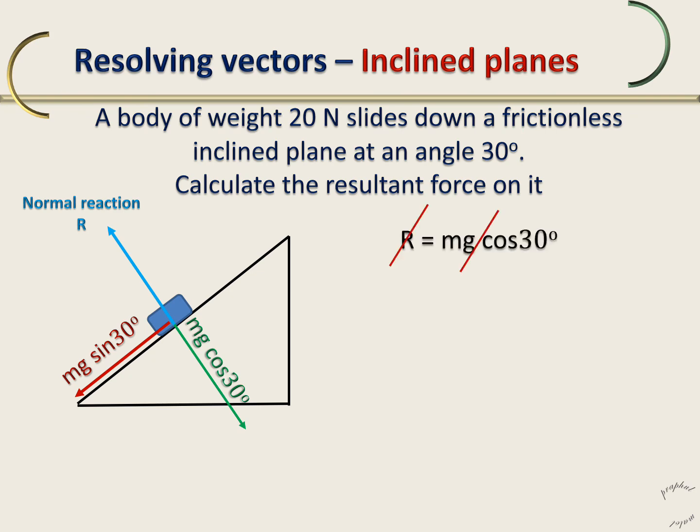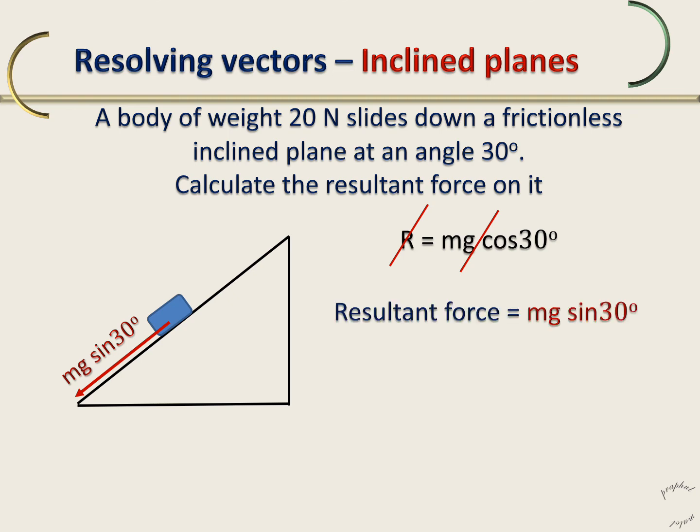They just cancel, and the only thing remaining on the body is mg sine 30. Whenever you add and subtract all forces, the only thing remaining on a body is called the resultant force. The resultant force in this case is mg sine theta, or sine 30. mg is given, the angle is also given, so the resultant force on the body is 10 Newton. Using this resultant force, you can even calculate the acceleration of the block.